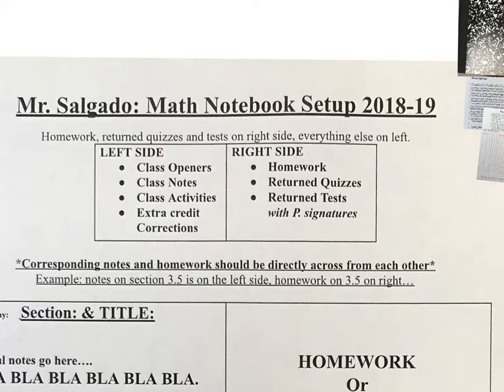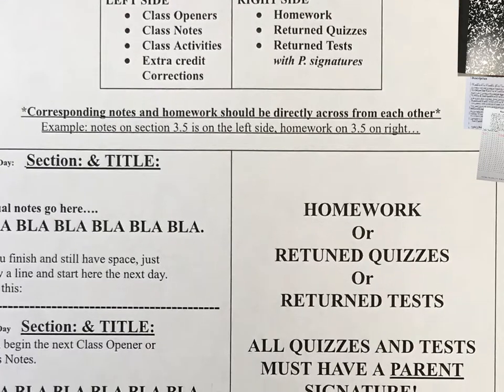So if you walk into class and there's a class opener on the board, you write it down on the left side. Class notes, write it down on the left side. If I tell you, hey, let's work on this in class, like a class activity, do it on the left side. Now let's say you get a quiz back and you want to do corrections on it, you do the corrections on the left side, preferably right across from your quiz or test that you're correcting. But anyway, once again, the homework is on the right side and tests and quizzes that are graded are also on the right side. Everything else on the left side. That way it's easy for me to see and check homework.